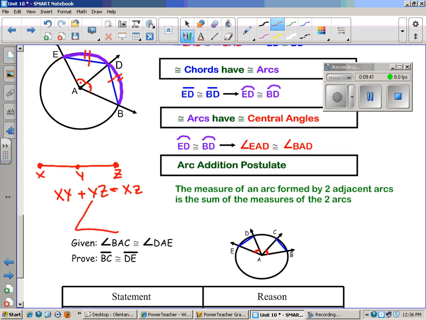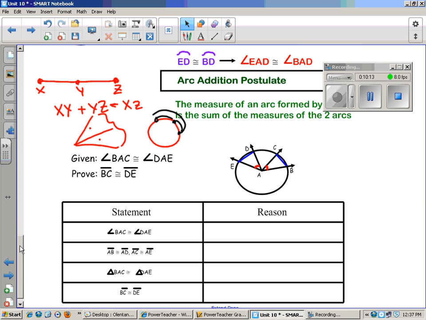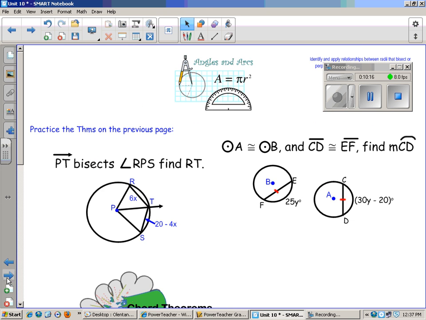And for the angle addition, we said if you add this angle plus this angle, you get that whole angle. And so for an arc, we said if you add this arc plus this arc, you get that whole arc. Part plus part equals whole. That's the arc addition postulate. Okay? We're going to do this proof in a little bit. We're not going to do it today because I want to get through these. All right, so let's practice this a little bit.